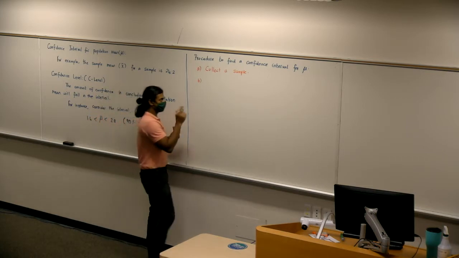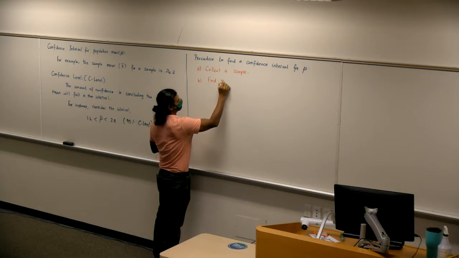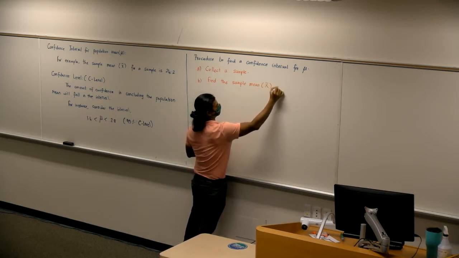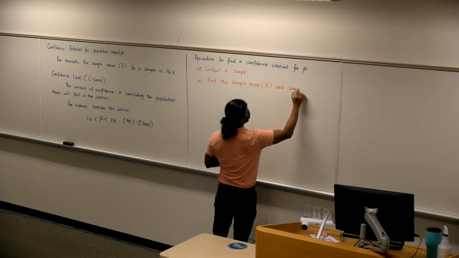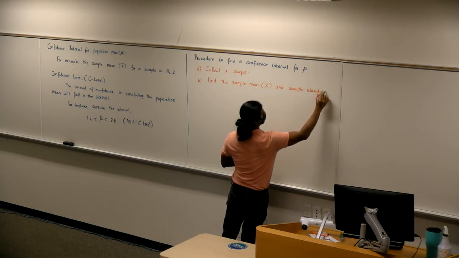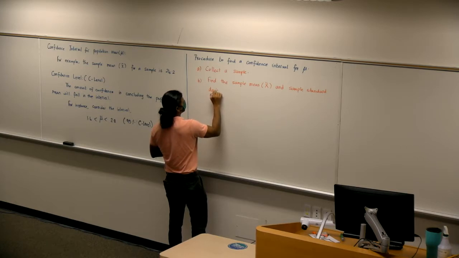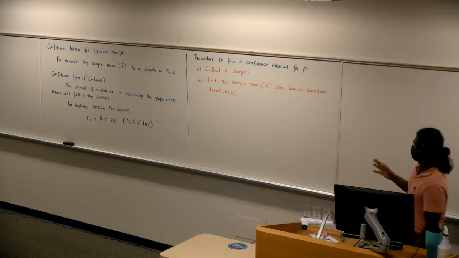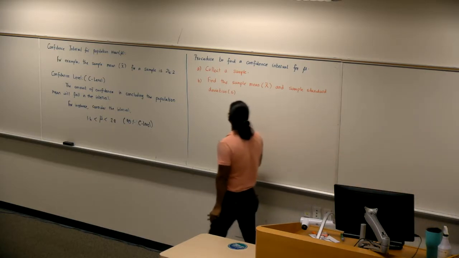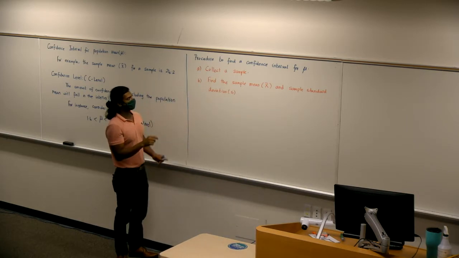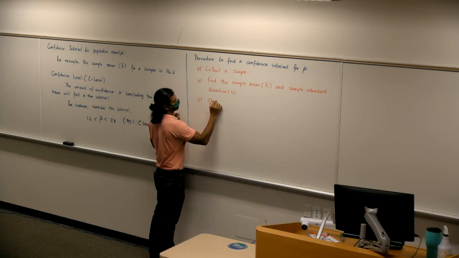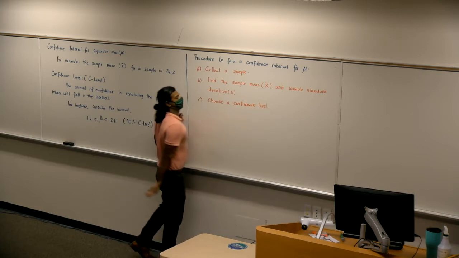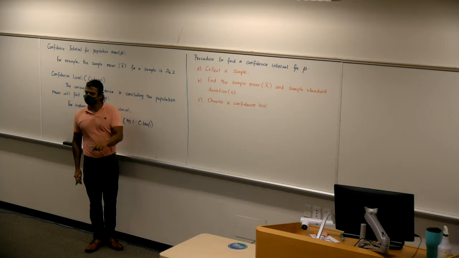Once we have a sample, the next step would be to find the sample mean and the sample standard deviation. That is pretty easy. We've done that multiple times before. So we have the sample, then we have the sample mean, sample standard deviation. The next step would be to choose a confidence level.